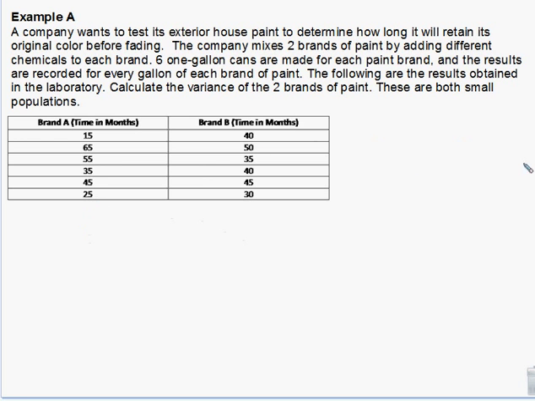Okay, what we have is two small populations because they are experimenting. They're creating this paint, so this is the only paint that exists that they're testing. We have brand A and brand B. Brand A lasted this long in months. Brand B lasted this long in months. So we're going to make two tables to calculate our data, and we're going to start with brand A.